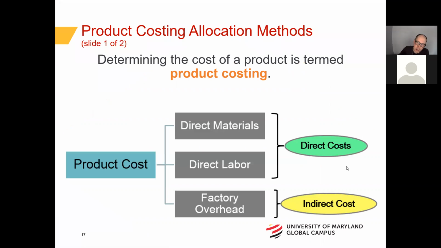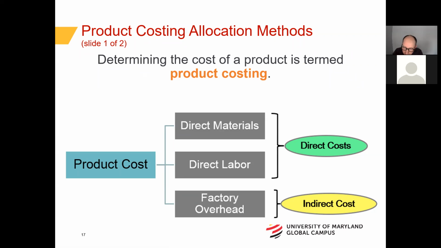Okay, so activity-based costing. It's the concept of allocating factory overhead based on activities. Activities are job activities. For example, assembly, that's an activity. Metal fabrication is an activity. It could also be a department.